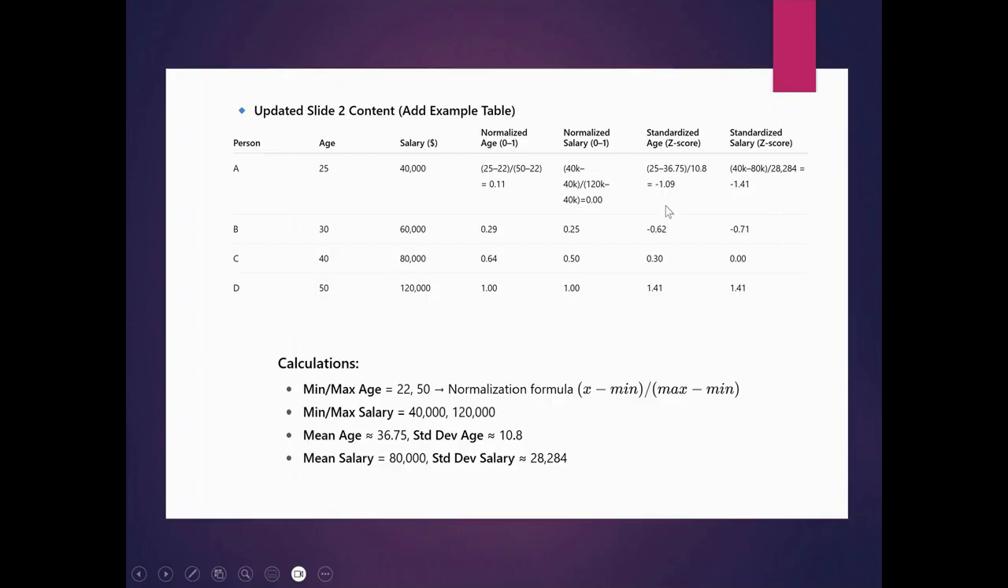The same thing with standardization: we measure how far each person's value is from the average. If the mean salary is $80,000, a person earning $120,000 is plus 1.5 standard deviations. That tells the model that the person earns more than most people, not that the number 120,000 itself is the most important.